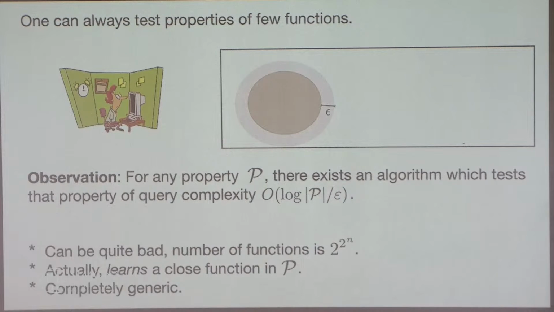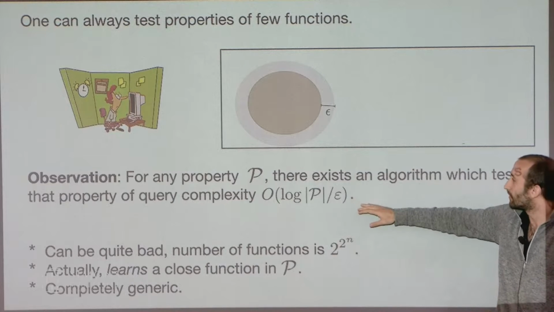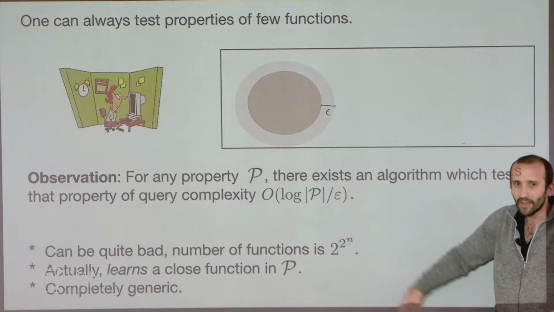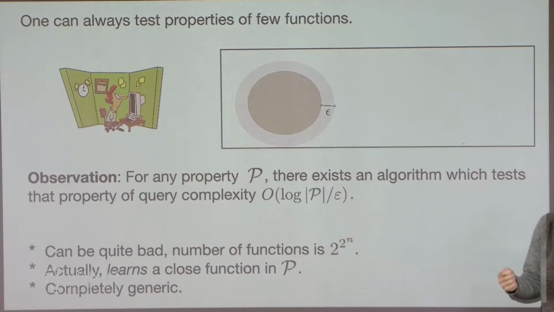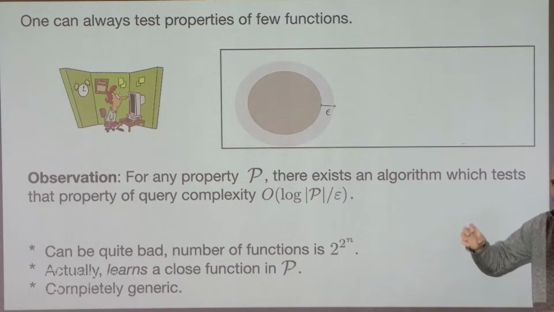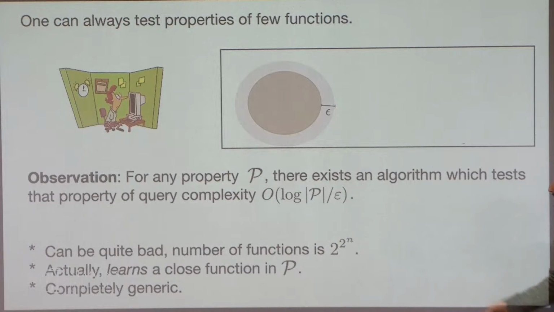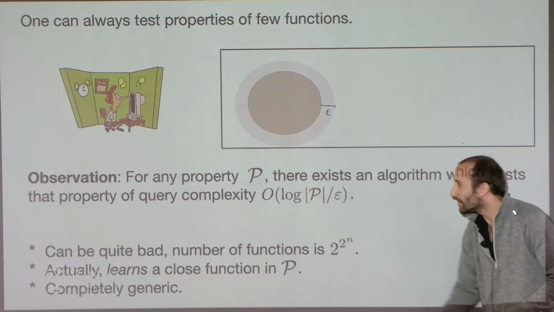Okay, so it's a generic tester. Whenever you have a property, you can test with a number of queries proportional to log of the size of that property. But this can be quite bad, right? Because the number of functions is, well, the ways to fill out 2 to the n points. So that's 2 to the 2 to the n. This would give you a 2 to the n factor here.